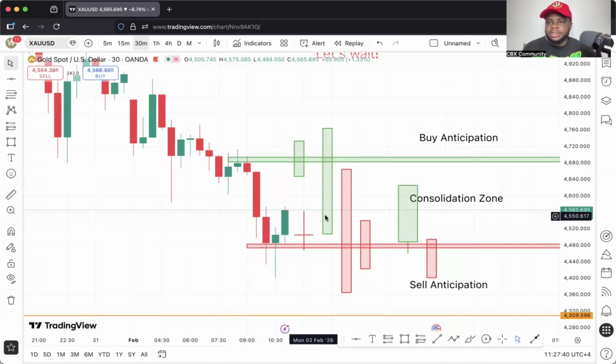Then you can anticipate for the next candles to continue to go up, as you have a formation of candles like this. So it's always good for you to pay attention to the market condition.